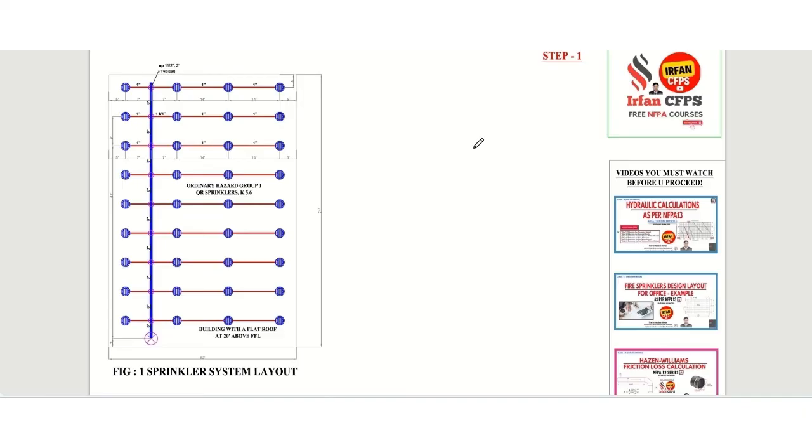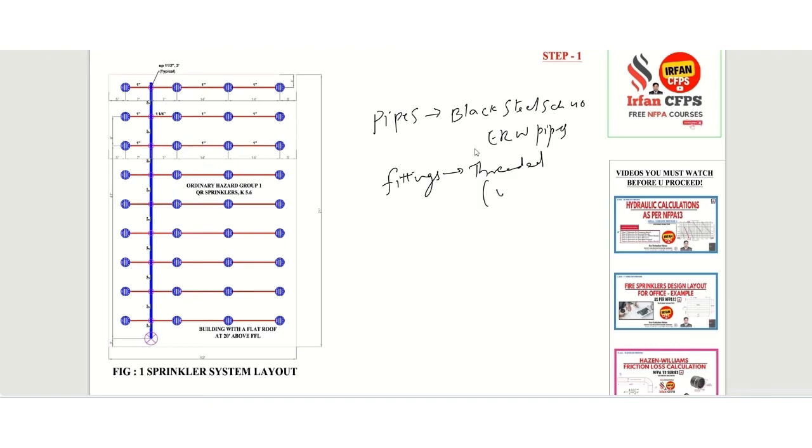Let us see the type of construction for the pipes and fittings, and also what other items we are going to consider in this project. Just a moment, I will take my pen tab. Here I will write. The pipes which we are going to consider will be black steel, schedule 40 ERW pipes. For fittings, we will consider threaded fittings for pipe sizes up to 50 mm, and grooved fittings for pipe sizes more than or equal to 65 mm. 50 mm is nothing but 2 inch, and 65 mm is about 2.5 inch.